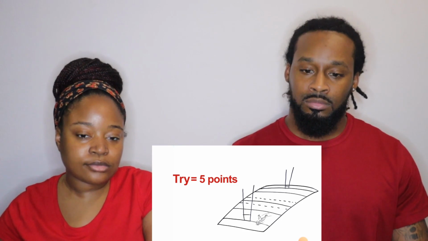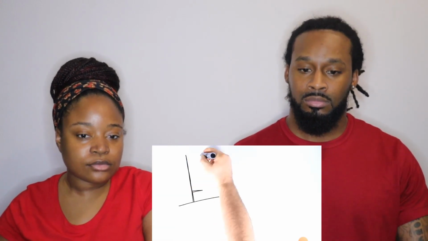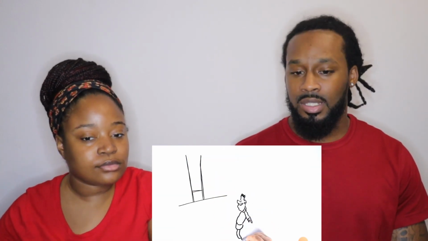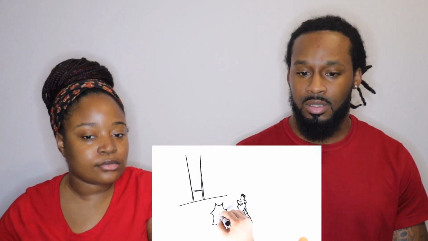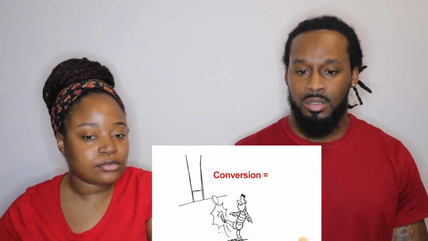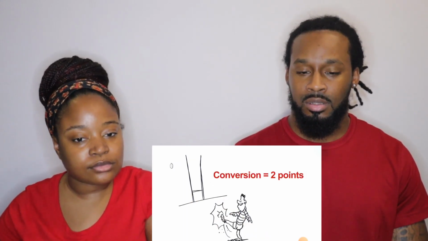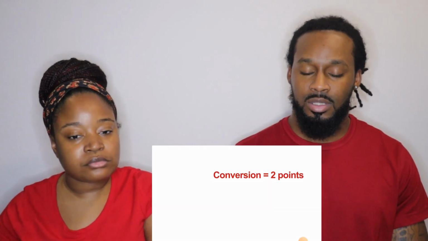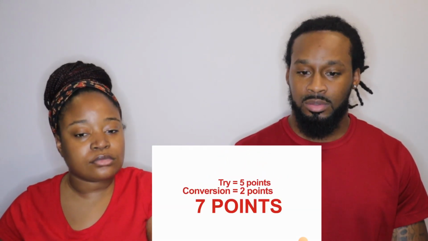Because you scored a try, your team may also attempt to kick the ball from the ground, but it must carry between the posts and above the crossbar. This is called a conversion and awards your team an extra 2 points. So together, you score 7 points.